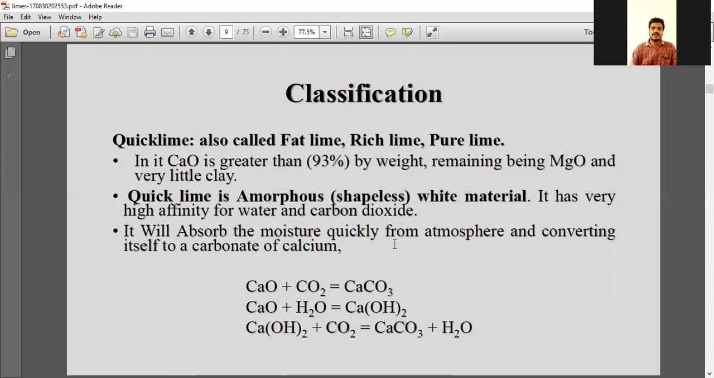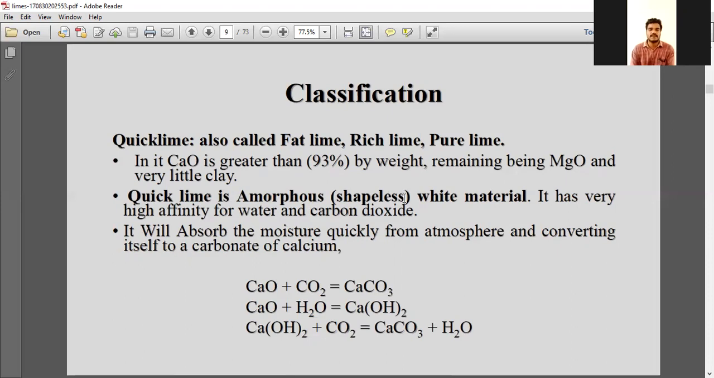Talking about quicklime, calcium oxide is also called fat lime, rich lime, and pure lime. In it, calcium oxide is greater than 93% by weight, with the remainder being magnesium oxide and very little clay. Quicklime is amorphous, shapeless, and white. Amorphous and crystalline are two opposite terms: crystalline means available in crystal form, and amorphous means shapeless, in the form of paste. It has a very high affinity for water and carbon dioxide.